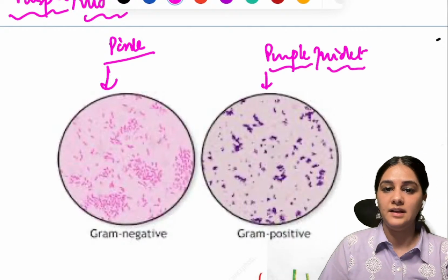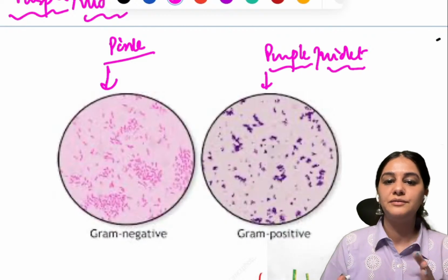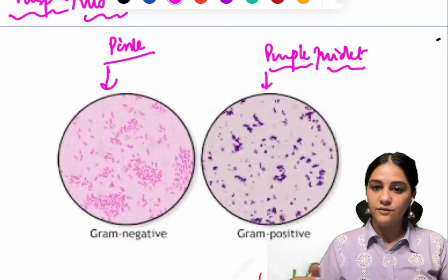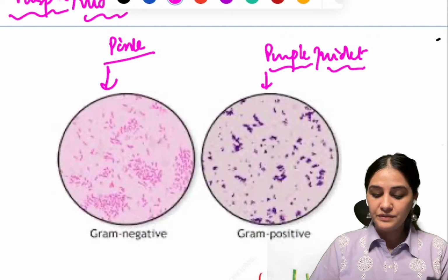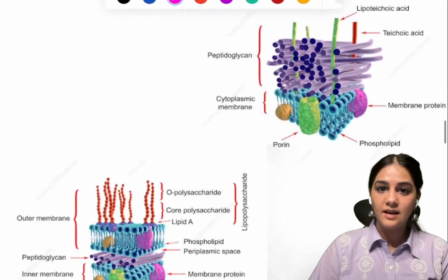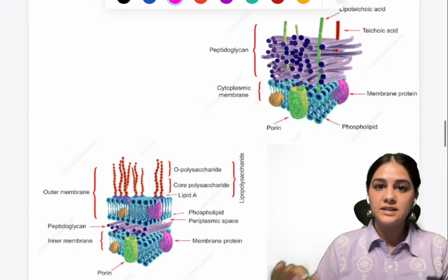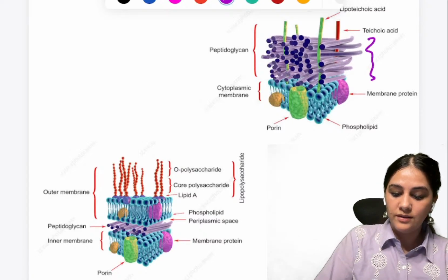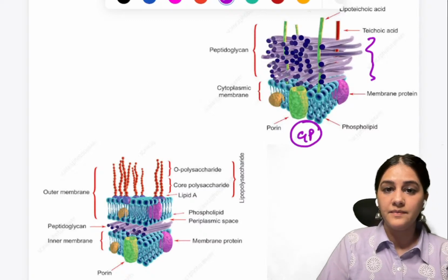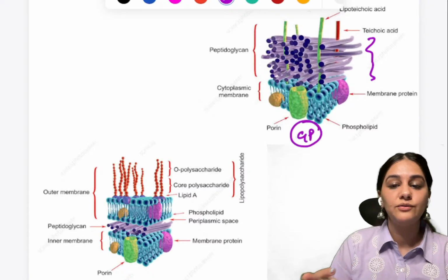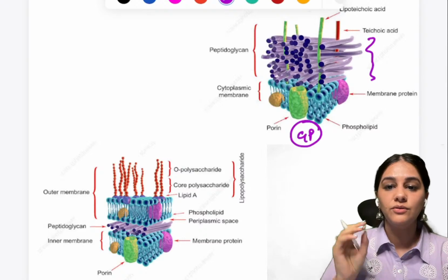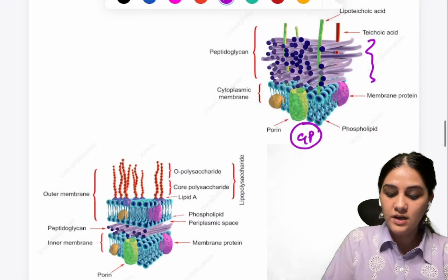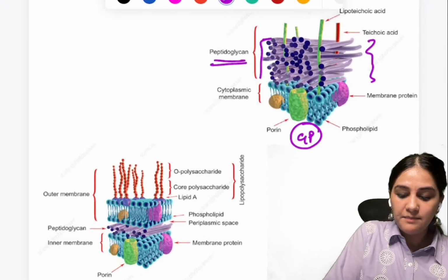But why is this happening, right? So there has to be something different in the gram positive and the gram negative organisms, right? So what is different here? Let's look at their cell walls. So these are the cell walls. This cell wall belongs to the gram positive organism. Why? Because if you've seen my morphology video, what is there in the gram positive cell wall? It has a very thick peptidoglycan layer.